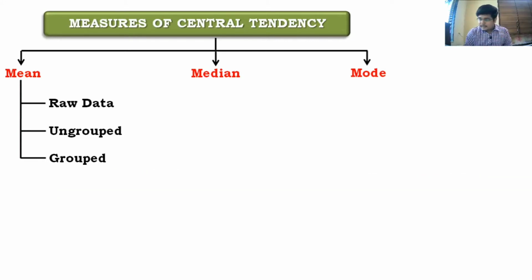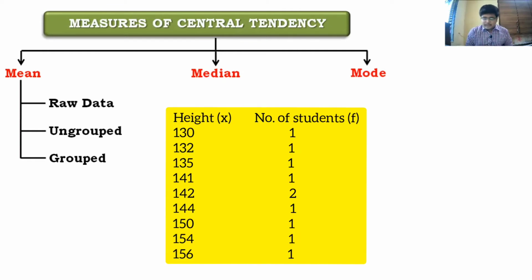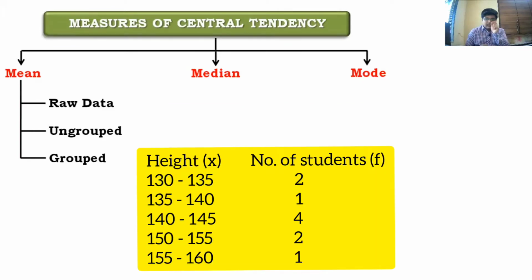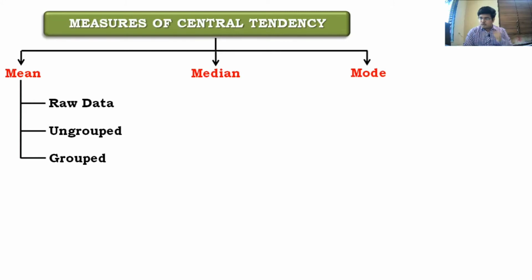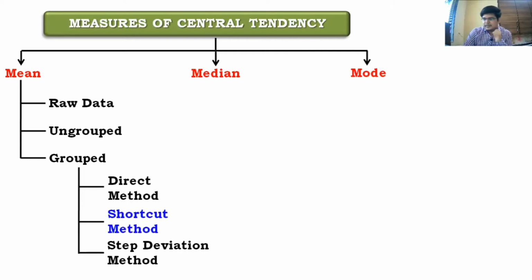Next is ungrouped data. Ungrouped data is a tabular arrangement of data but without class intervals. So here this is an example for ungrouped data, which is without class intervals. And grouped data is again tabular arrangement but with class intervals. So this is one example. It is grouped data with class intervals. Now here, to find mean for grouped data, there are further three methods. The first method is the direct method. Then we'll find it by the shortcut method and by the step deviation method.